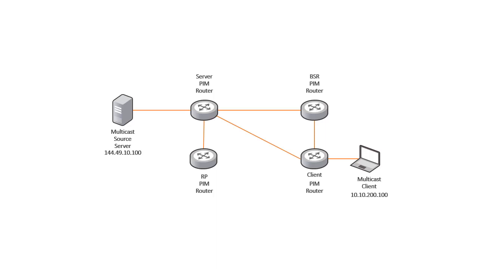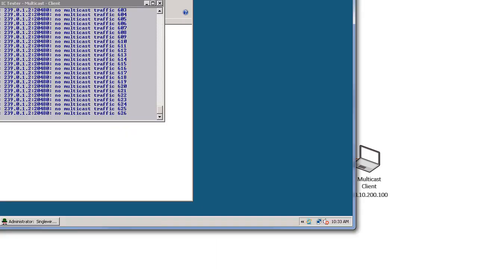This client should be sending IGMP membership reports to the router, informing it that it wants to receive the 239.0.1.2 multicast stream. This is the client PC. On it, I have a small application that listens for multicast traffic for the group address of 239.0.1.2. Right now, it's not receiving any traffic for this multicast group address.